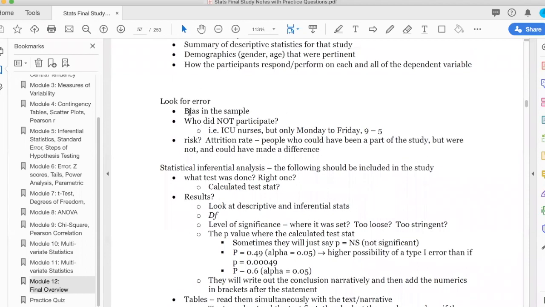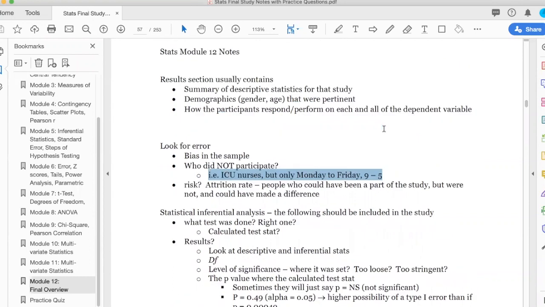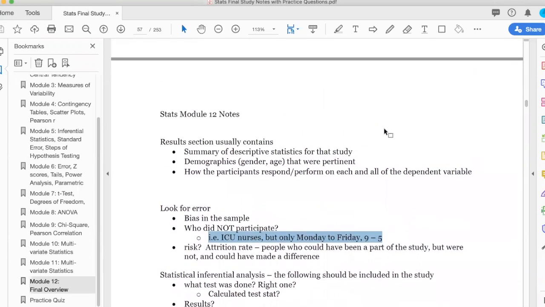How do you look for error? You're looking for bias in the sample. Okay, this is a good example. So from what I remember, module 12 was just talking about the overview. When you have a study, how do you look at it and determine if there's error, or how do you analyze the study, right?